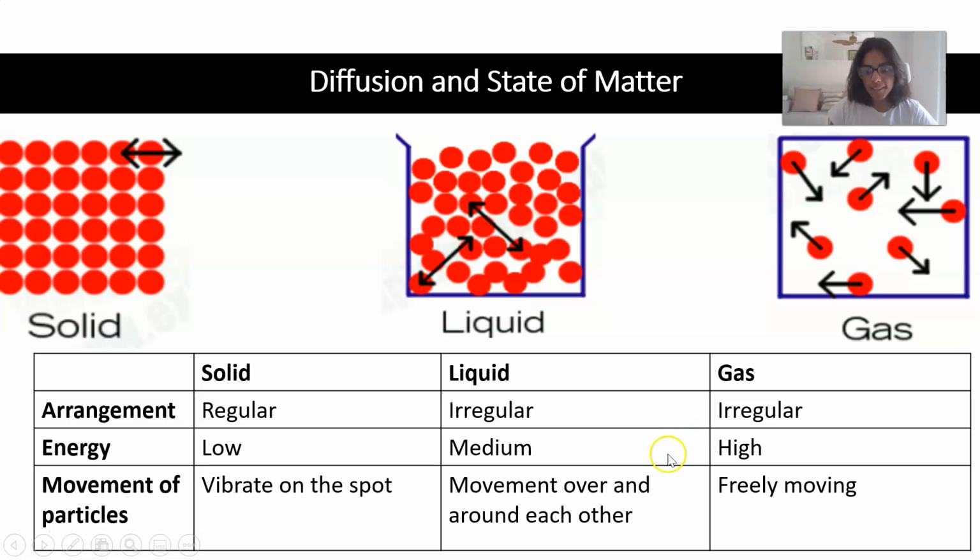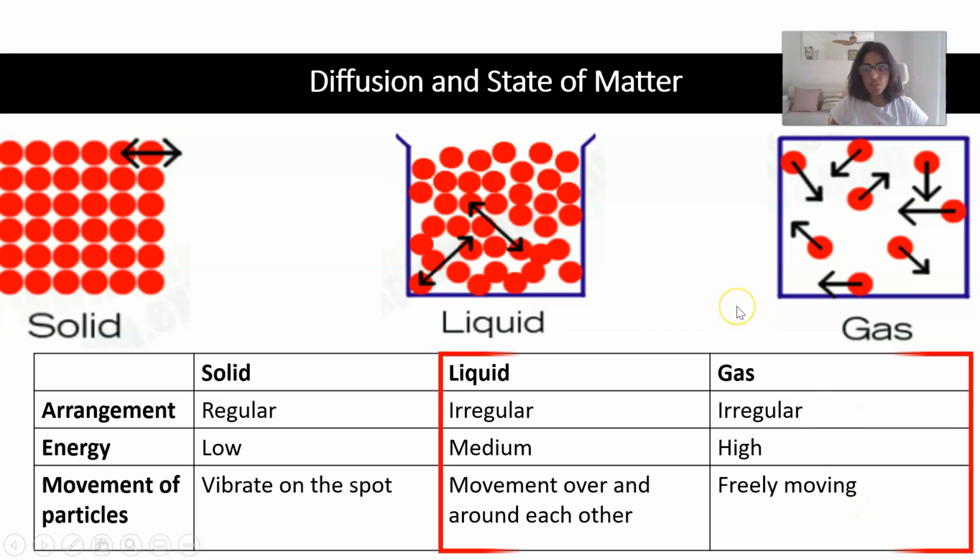With gases, again, this is a definite irregular arrangement of particles. They have a lot of kinetic energy. Gases have the highest kinetic energy, which means that they can freely move around in the container that they're in. So these particles move quickly, they'll bump into each other, they have random motion.